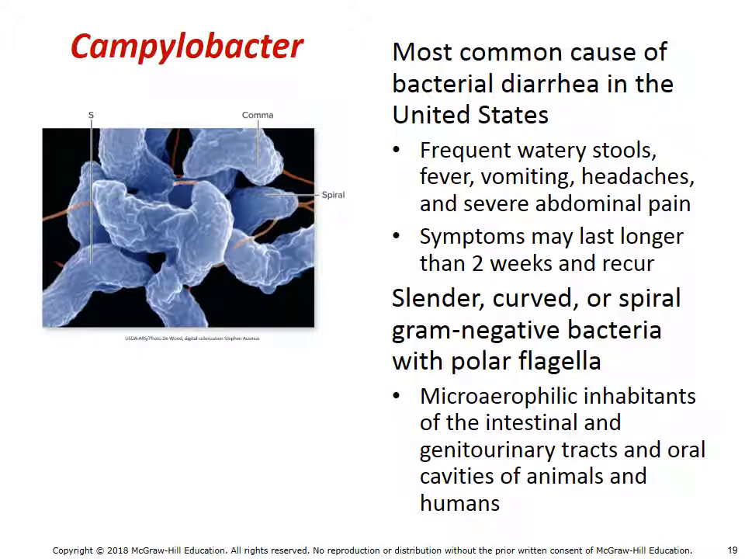But let's move on to another pathogen, in Campylobacter. Campylobacter is actually going to be super common in the United States in terms of causing diarrhea. With this, we do see frequent watery stool, fever, vomiting, headache, and even severe abdominal pain. And this one could potentially last significant amounts of time, upwards of 2 weeks, which now allows it to become chronic or maybe even reoccurring. This is going to have a very interesting shape to it. It's going to be a rod, but it's going to be kind of a curved or spiral gram-negative with a single polar flagella.